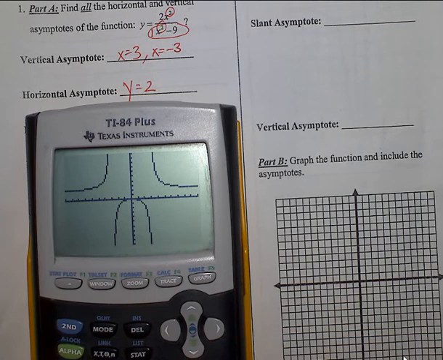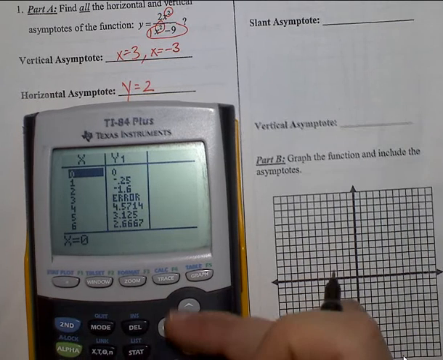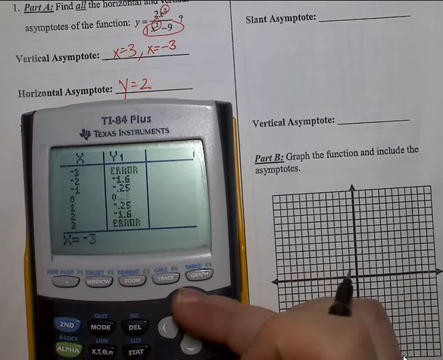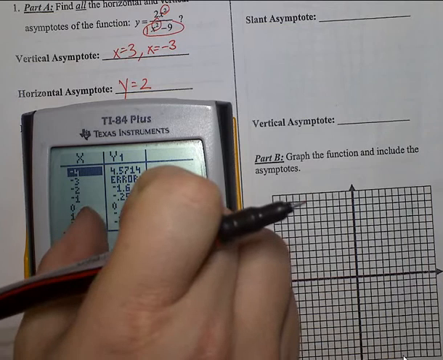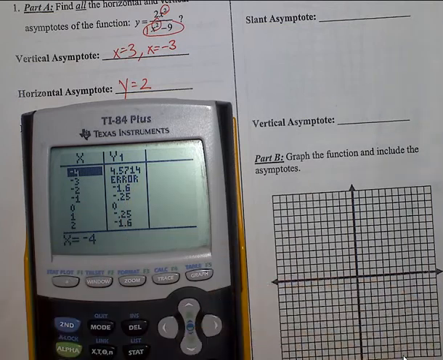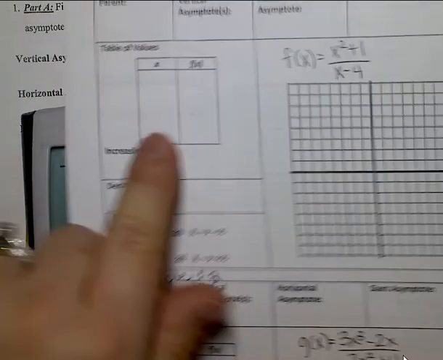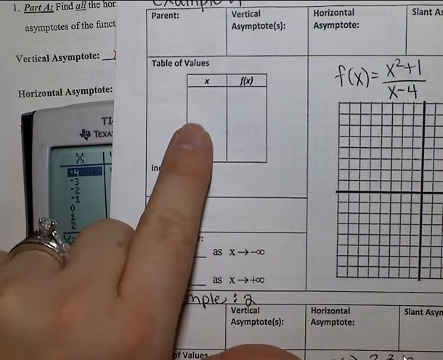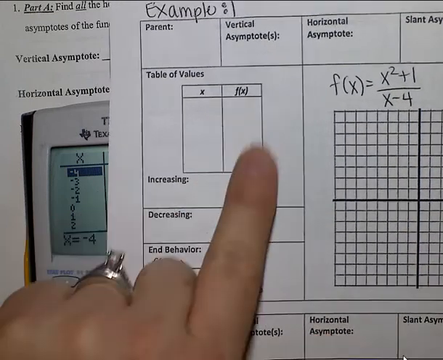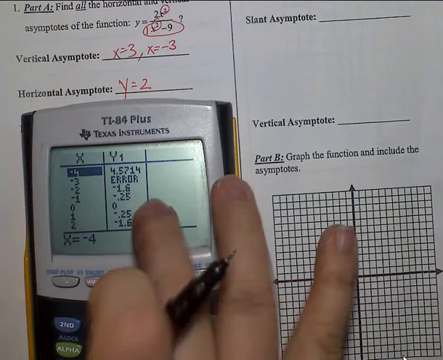Now hit second, table. And you can use the cursors to move up and down. We're going to pull pieces from here to graph them. If you're a little bit confused, recall that when I originally taught you how to graph rational functions, I had you actually choose x values and algebraically calculate the y values. We're going to use this to give us values right now.